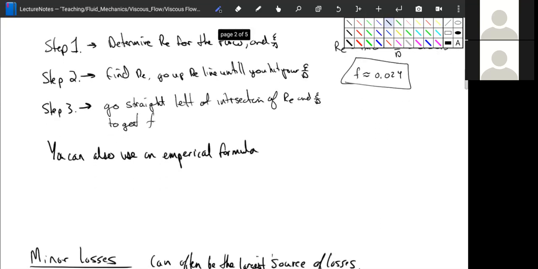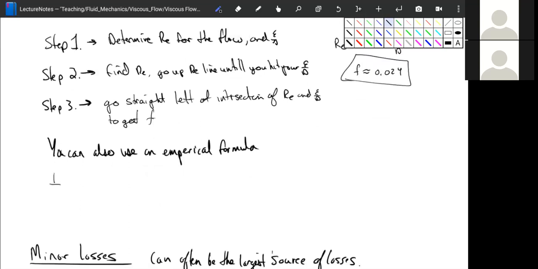There's also an empirical formula. 1 over the square root of your friction factor is equal to negative 2.0 times the log of E over D divided by 3.7 plus 2.51 divided by the Reynolds number times the square root of your friction factor. And your calculator can solve this. It's implicit, which means it must be solved iteratively. But it's possible for your calculator to solve it.